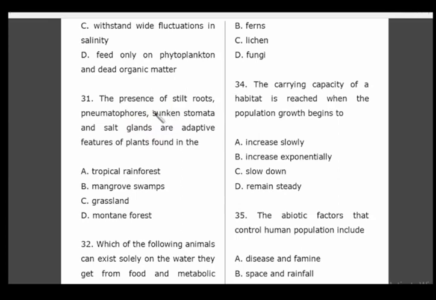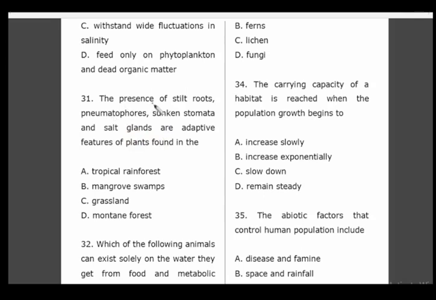Now, all of these characteristics that we have here are the characteristics of plants that are found in a particular environment. Now, looking at having slit roots, pneumatophores, tells us that the plants there will be found in a water environment because it has salt glands here. If the plant has salt gland, it means there is going to be salt concentration in the environment of the plant.